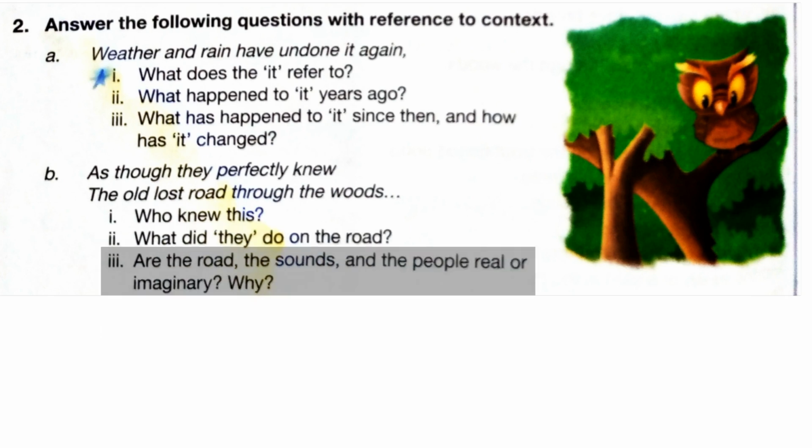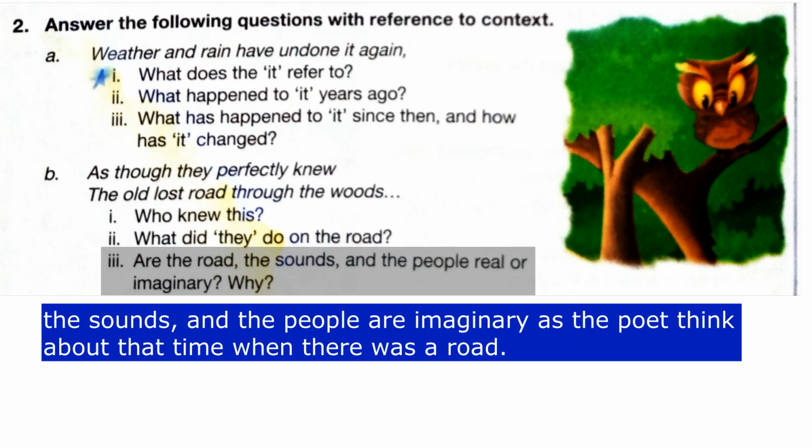Third is: are the road, the sounds, and the people real or imaginary? Why? Answer is: the sounds and the people are imaginary as the poet thinks about that time when there was a road.